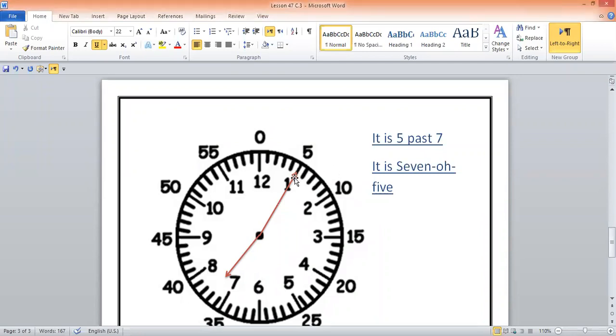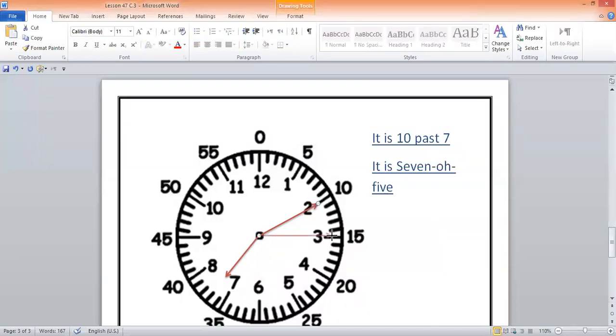Now what you have to do, look, if I move this up to the 2, now you will check how many minutes have passed. Up to 10, 5 and 10. There are 10 minutes which have passed. So you can say it is 10 past 7. Or I can say it is 7:10.